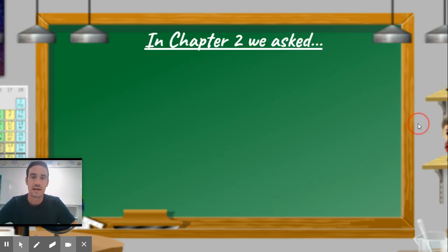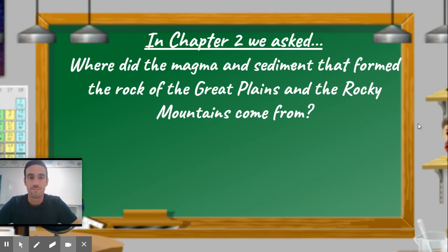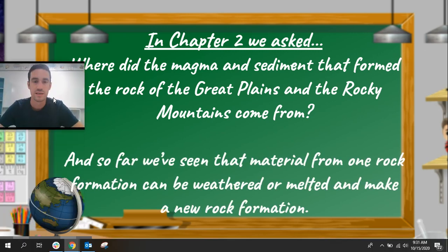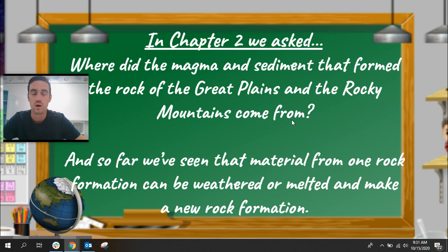In Chapter 2, we started to ask, where did the magma and the sediment that formed the rock of the Great Plains and the Rocky Mountains come from? Because we figured out earlier that in order to form igneous rock, we need magma. In order to form sedimentary rock, we need sediment. So where did that material actually come from, especially if it's made of the same minerals? And so far, we've seen that the material from one rock formation can be weathered or melted and make a new rock formation. So it's not a whole different rock forming. It could actually be using the same exact materials and just changing into a different type of rock, which is why this whole module that we're doing right now is called rock transformations, because transformation means to actually change.